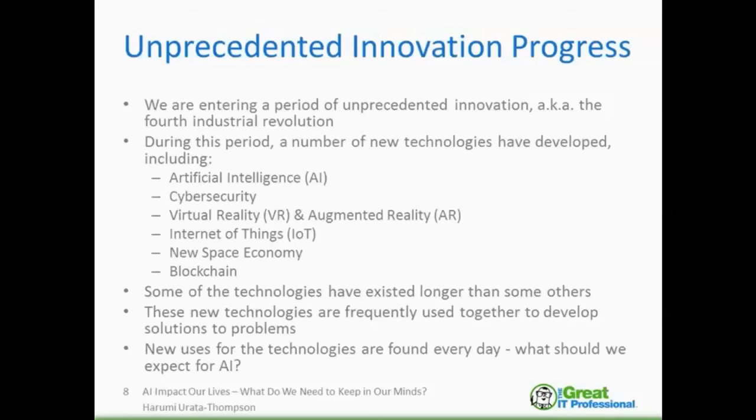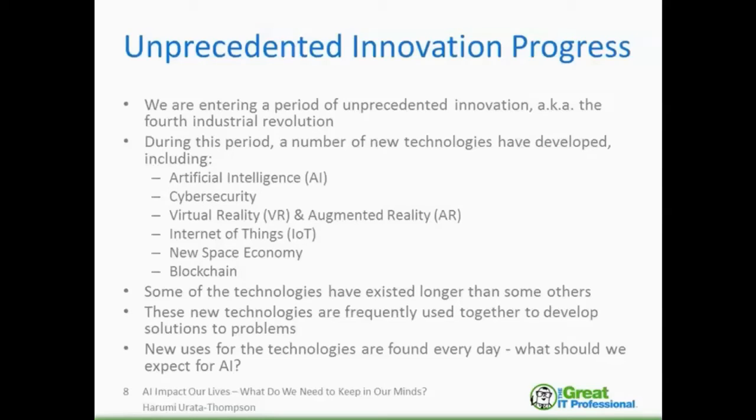So we are entering, as I said, a period of unprecedented innovation, and during this period a number of new technologies have been developed, including artificial intelligence, today's star technology during this webinar, at least for the next 50 minutes or so. Cybersecurity, of course, the foundation of what allows everything to be a little bit safer as we are moving into the digital economy. Virtual reality and augmented reality. I'm sure a lot of you have at least tried some of these when you go to electronic goods shops and innovation centers. The Internet of Things: smart refrigerators, smart keys, smart cars, all these things.